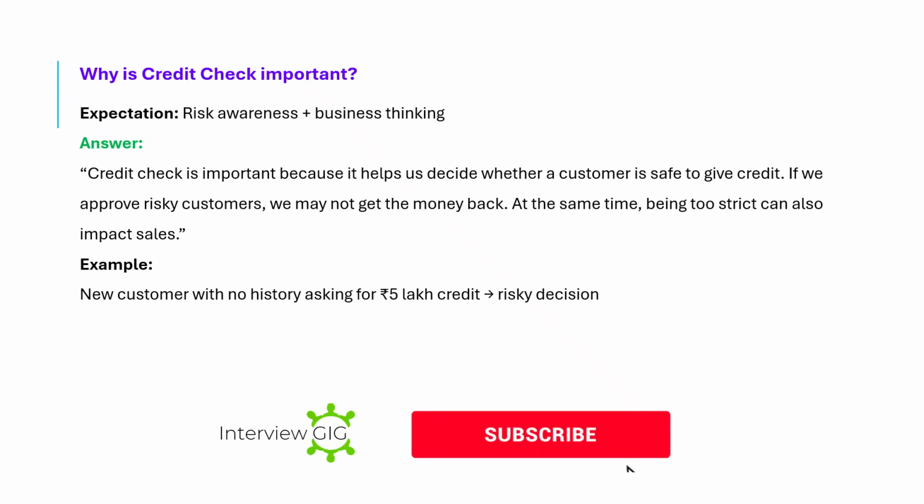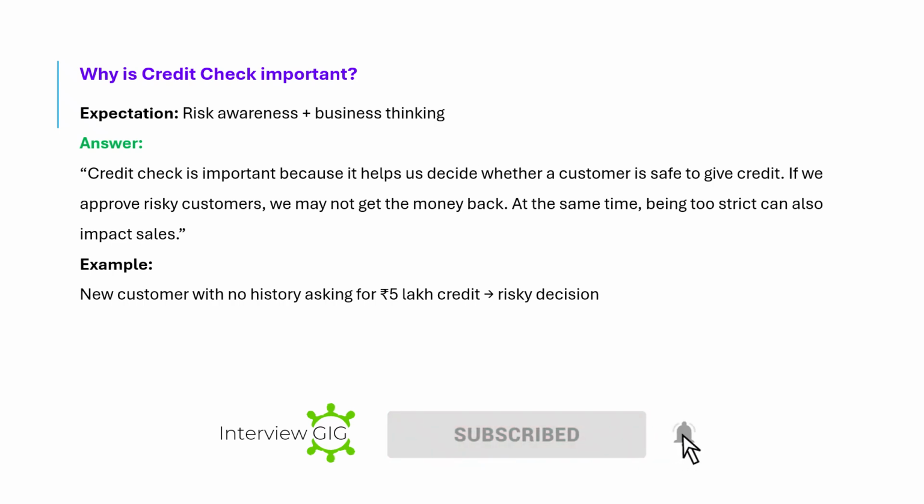Why is credit check important? Expectation: risk awareness plus business thinking. Answer: credit check is important because it helps us decide whether a customer is safe to give credit. If we approve risky customers, we may not get the money back. At the same time, being too strict can also impact sales. Example: new customer with no history asking for 5 lakh credit, risky decision.